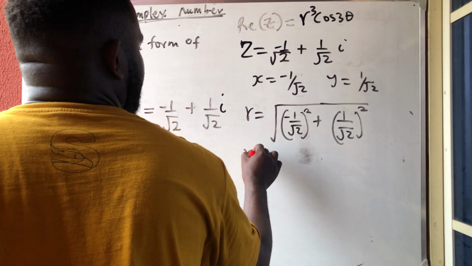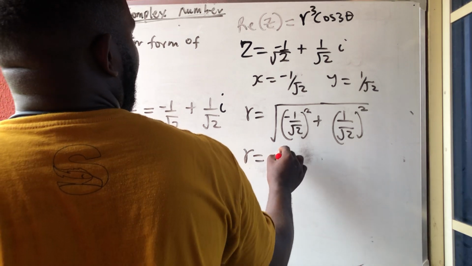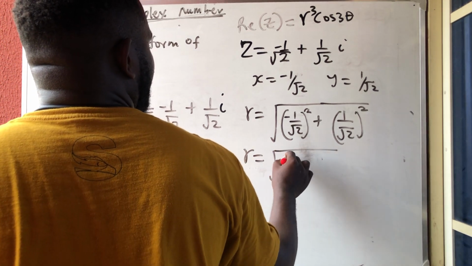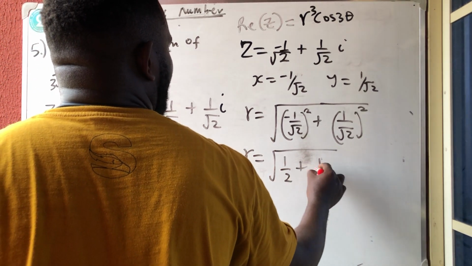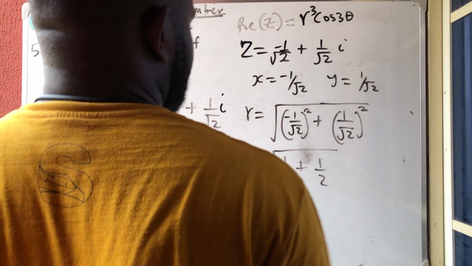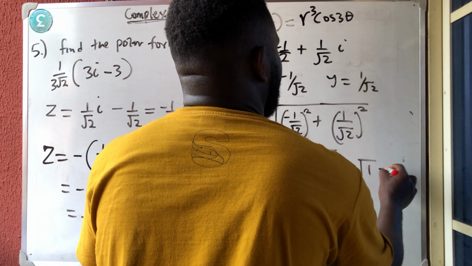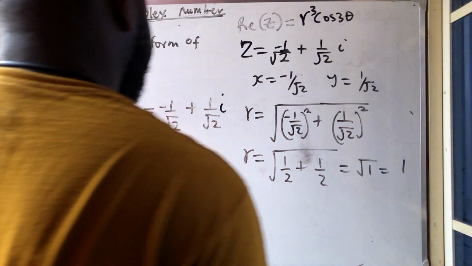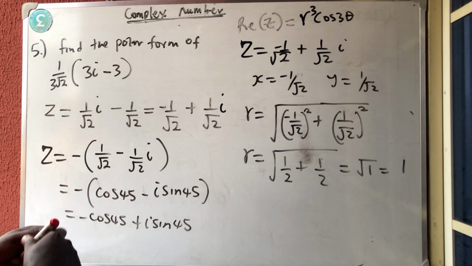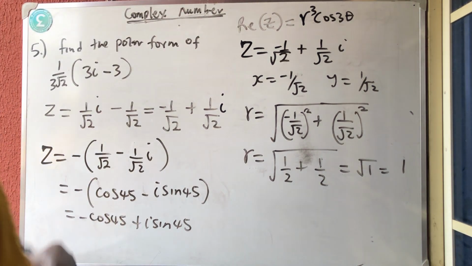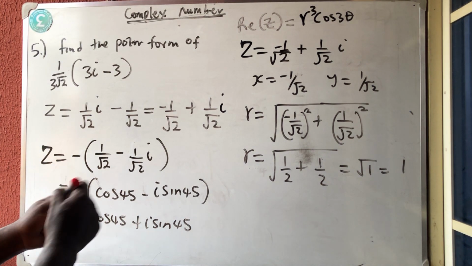So our r is equal to the square root of 1 over 2 plus 1 over 2. And half plus half is 1, which is equal to the square root of 1, which is 1. Okay, we've gotten our r to be 1. So the next thing we are going to get is the theta.